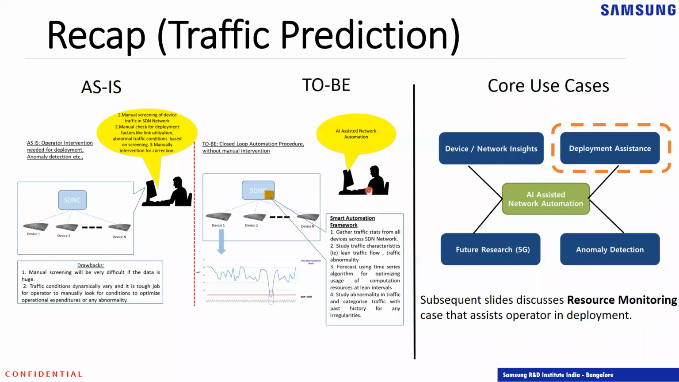So this slide has three sections. First one is as-is, to-be, and core use case. First, we'll start with as-is. This shows the relevance of traffic predictions, where in existing systems without AI, the operator has to manually screen the data for any bookkeeping purpose. This is a cumbersome activity and it is prone to manual error.